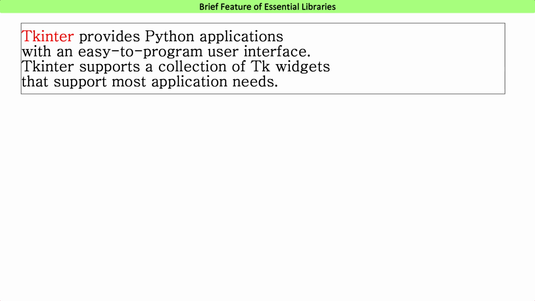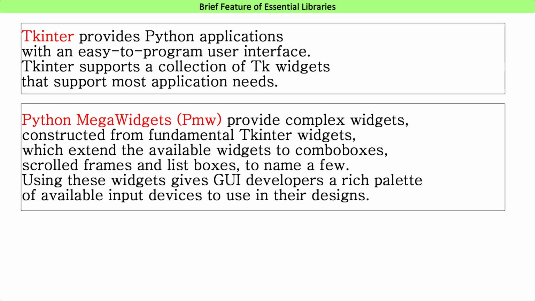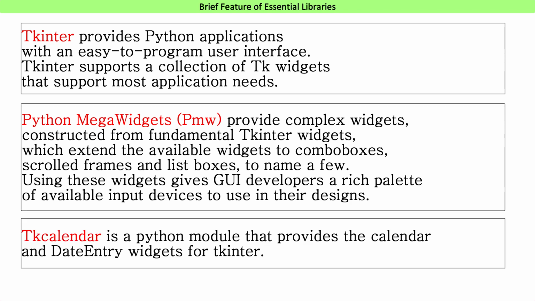Tkinter provides Python applications with an easy-to-program user interface. Tkinter supports a collection of TK widgets that support most application needs. Python Mega Widgets, PMW, provide complex widgets, constructed from fundamental Tkinter widgets, which extend the available widgets to combo boxes, scrolled frames and list boxes, to name a few. Using these widgets gives GUI developers a rich palette of available input devices to use in their designs. TK Calendar is a Python module that provides the calendar and date entry widgets for Tkinter.